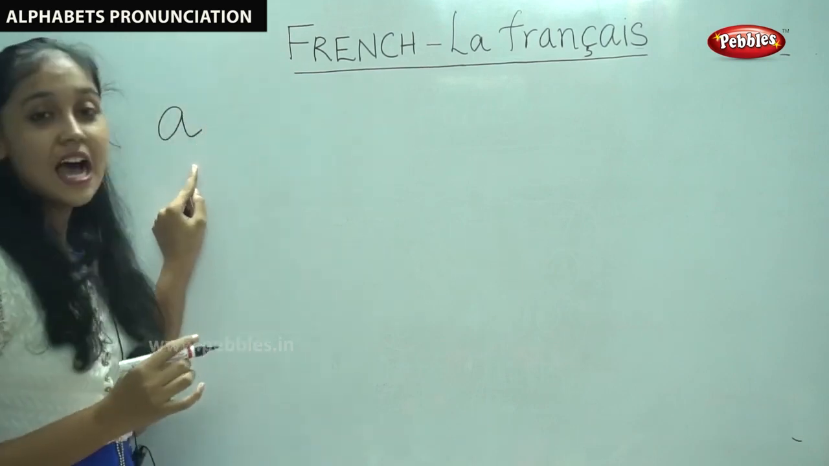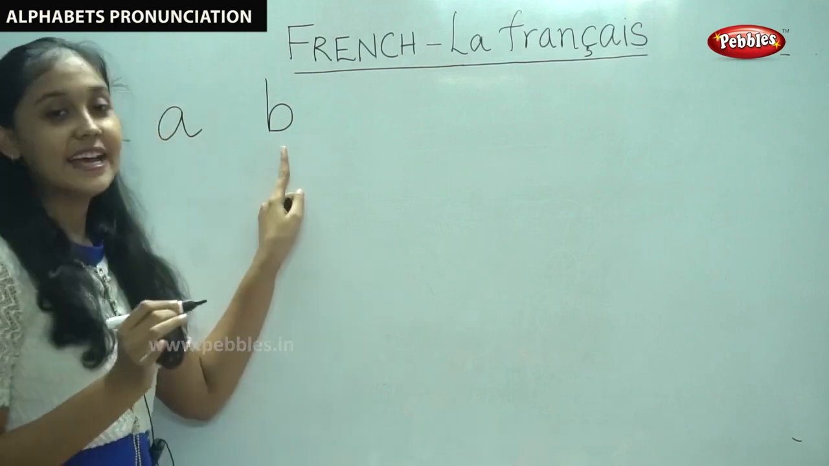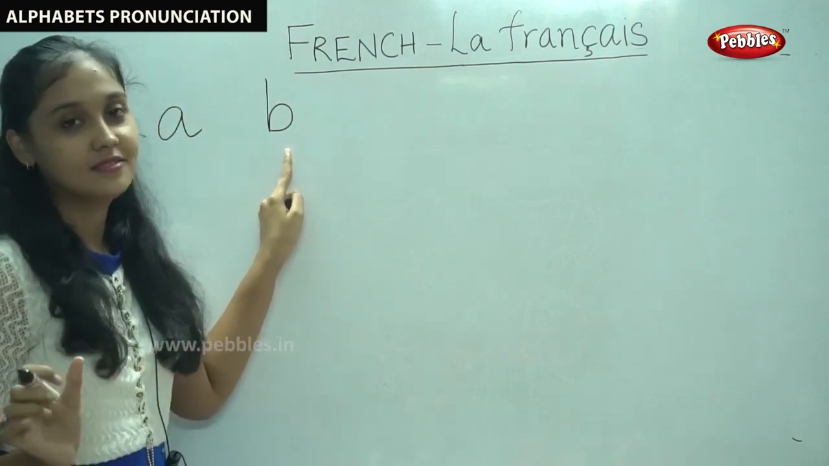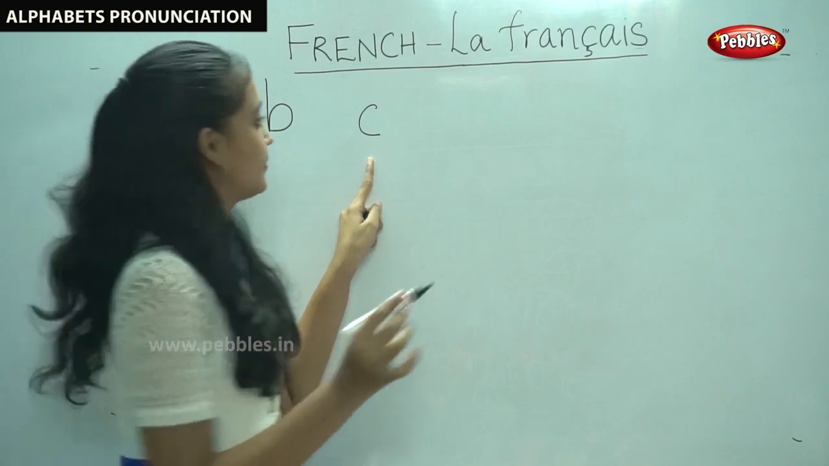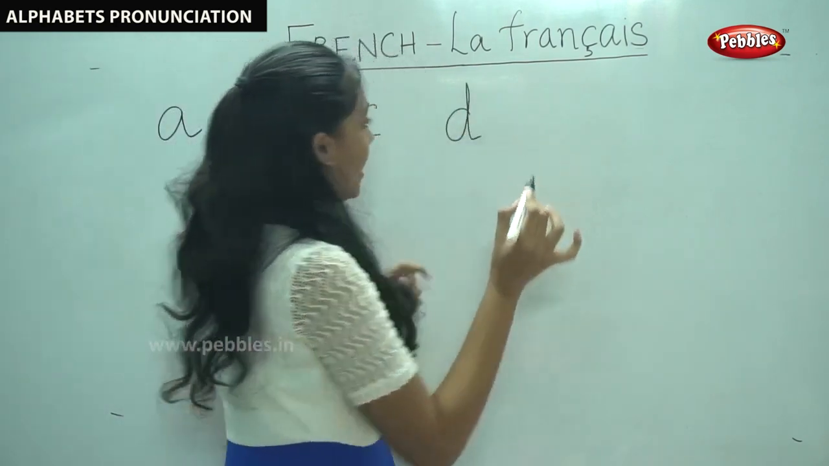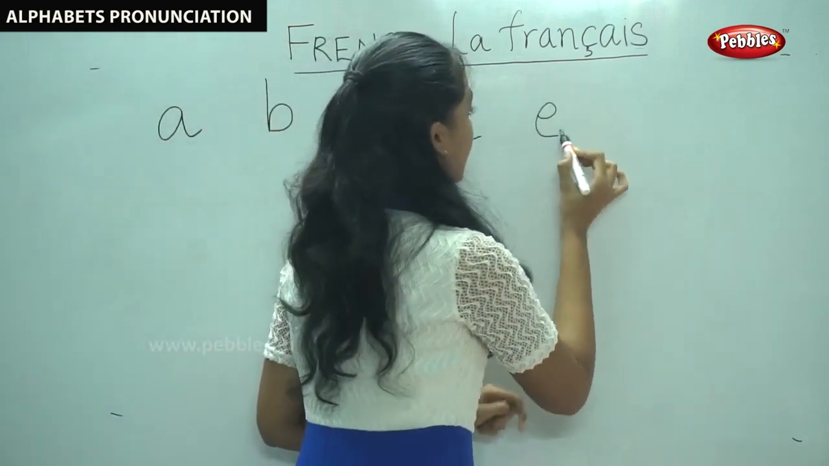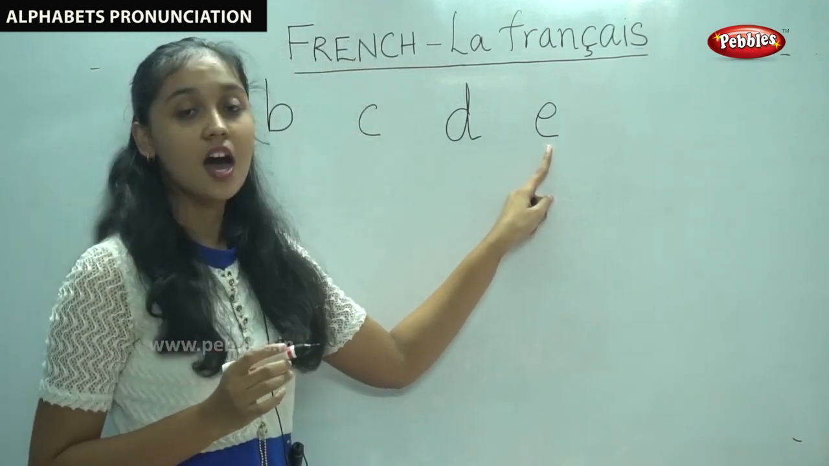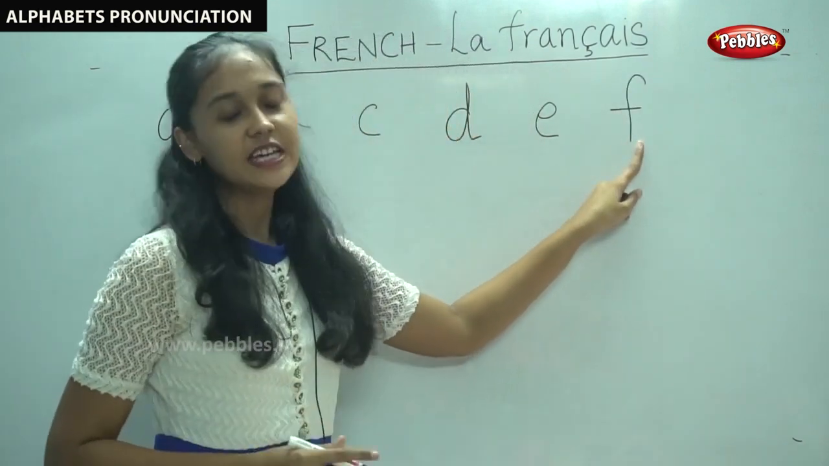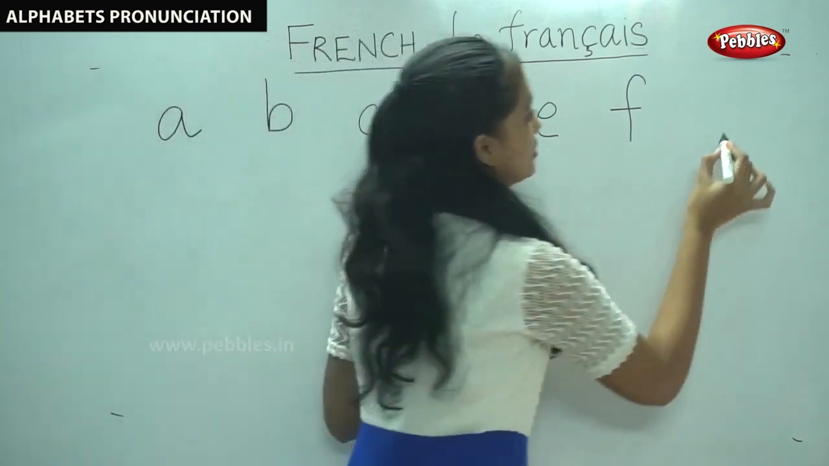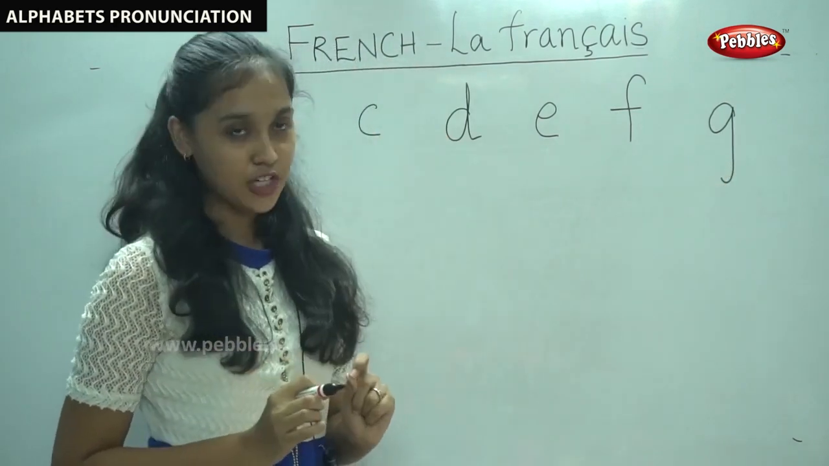A is pronounced as A. The letter B is pronounced as B. This is C. This is D. The letter E is pronounced as A. F is pronounced as F. The letter G is pronounced as J in French.